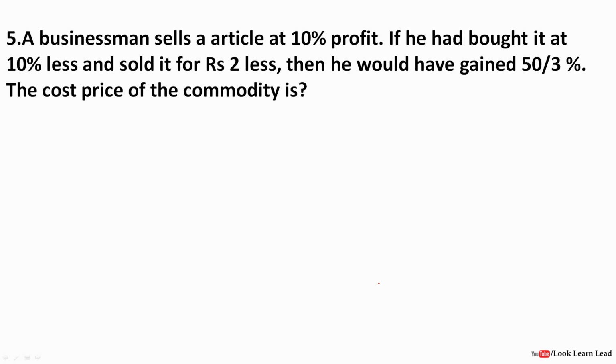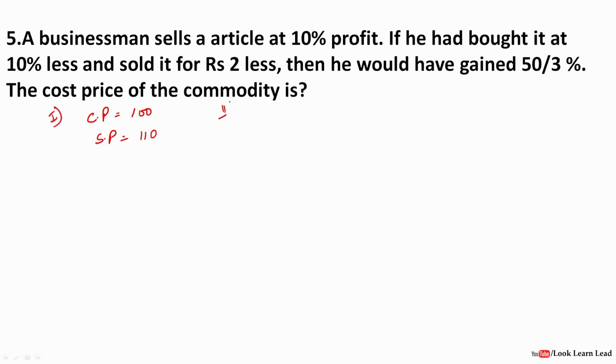Next. A businessman sells an article at 10% profit. If he had bought it for 10% less and sold it for 2 rupees less, then he would have gained 50 by 3%. Find the cost price of the commodity. So see, let the cost price be 100 rupees. We have 10% profit on the cost price. So 10% is 10, and 100 plus 10 would be 110. The selling price is 110, with 10% profit. This is case 1.